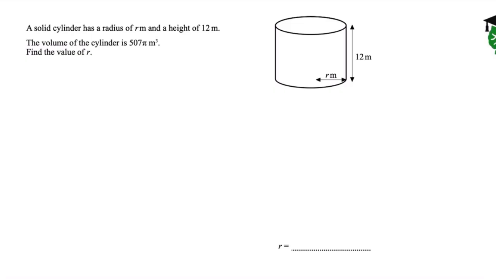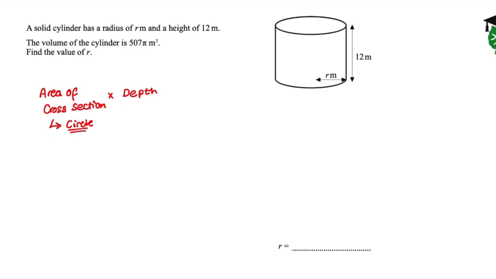So it says a solid cylinder has a radius of r meters and a height of 12 meters. And it says the volume of the cylinder is 507 pi meters cubed, and we need to work out what r is. So remember, we're dealing with volume in this case. When we're dealing with volume, we know that it's going to be the area of the cross section, and we're going to multiply it by the depth. In this case, the cross section is just the 2D shape, the main 2D shape that you can see is a circle.